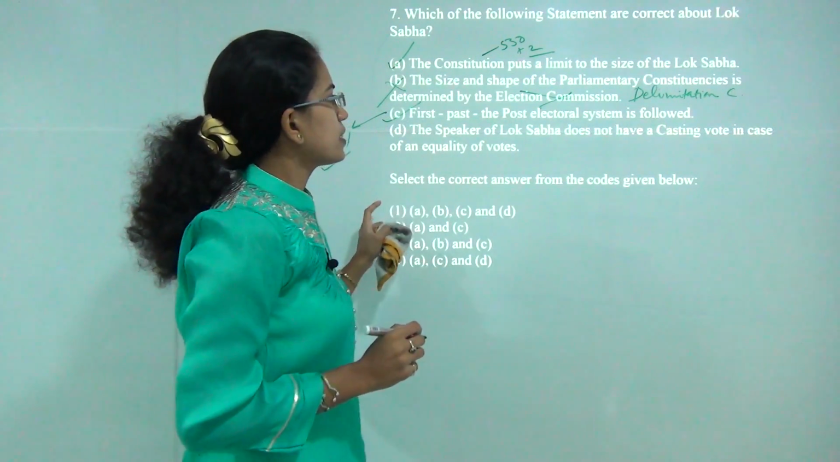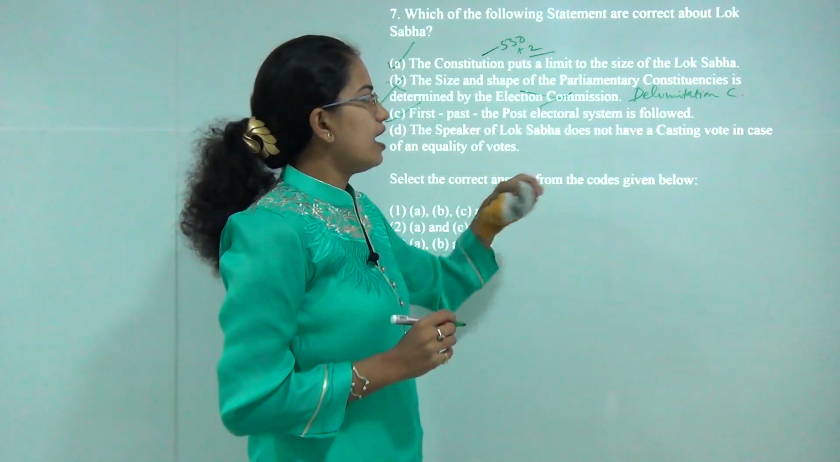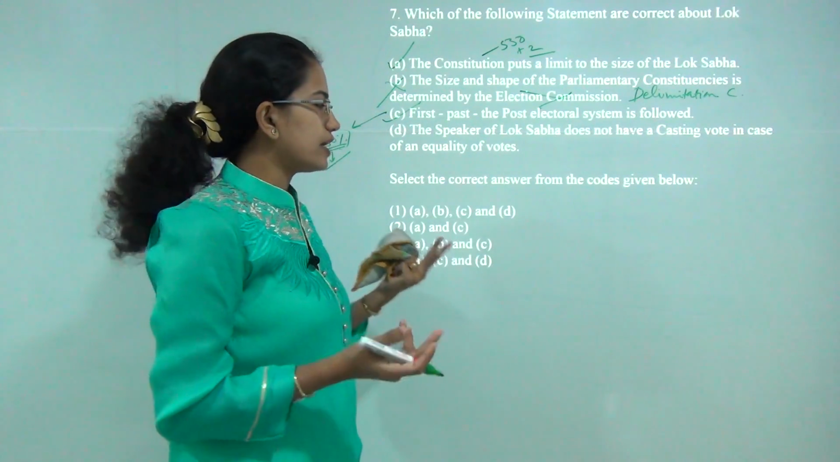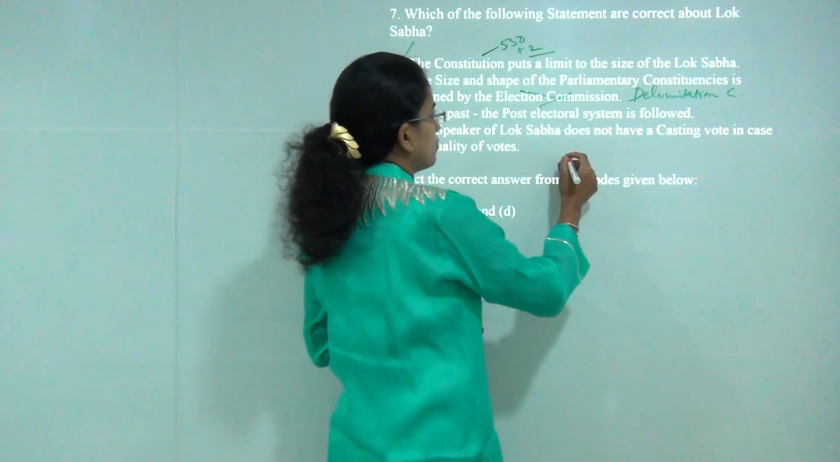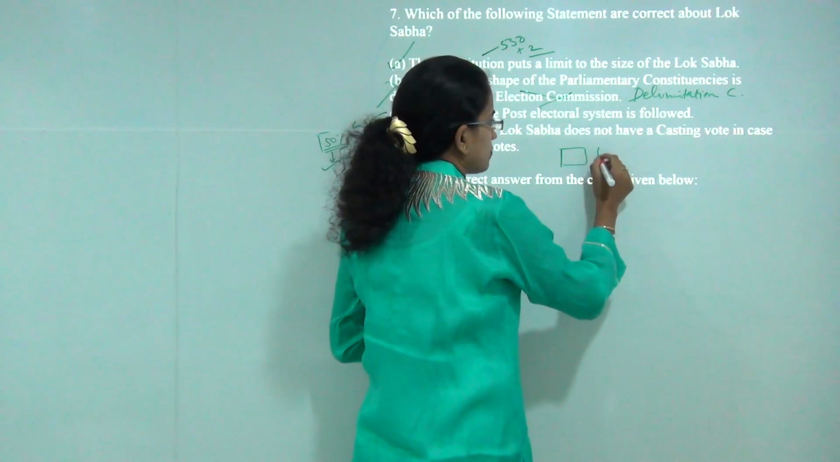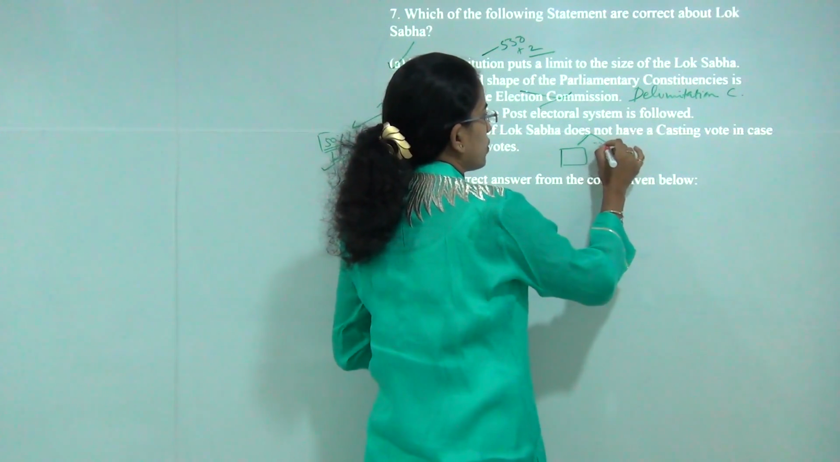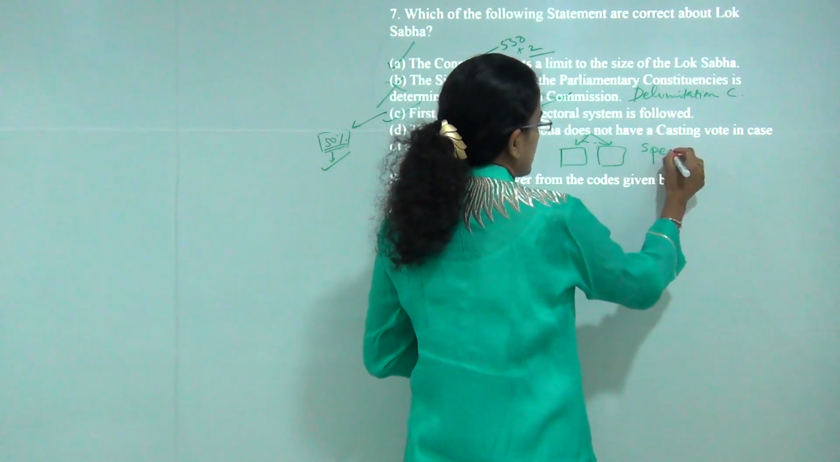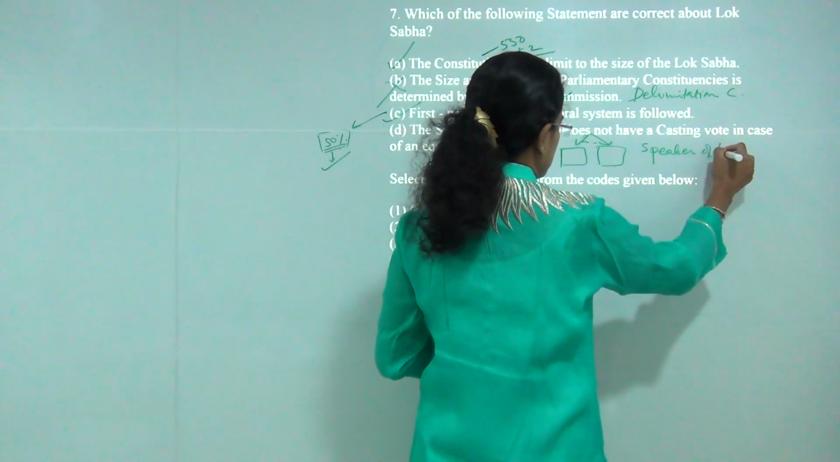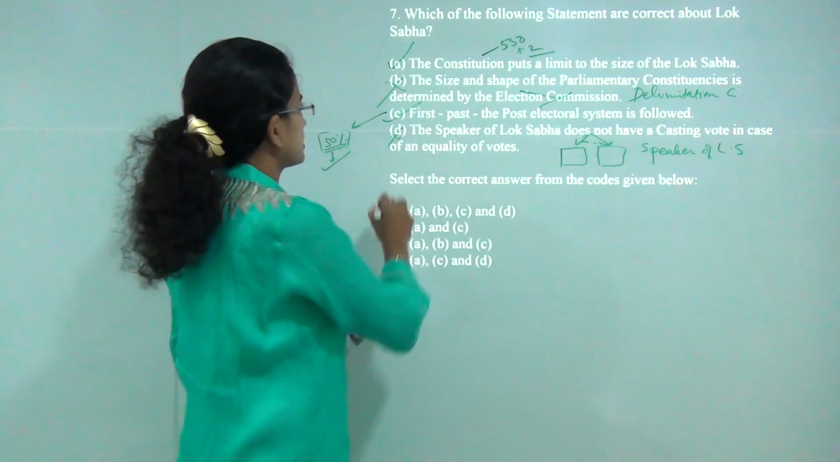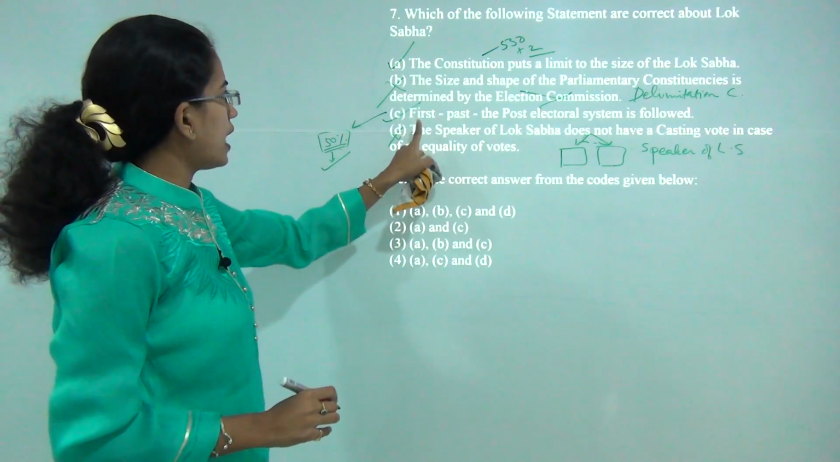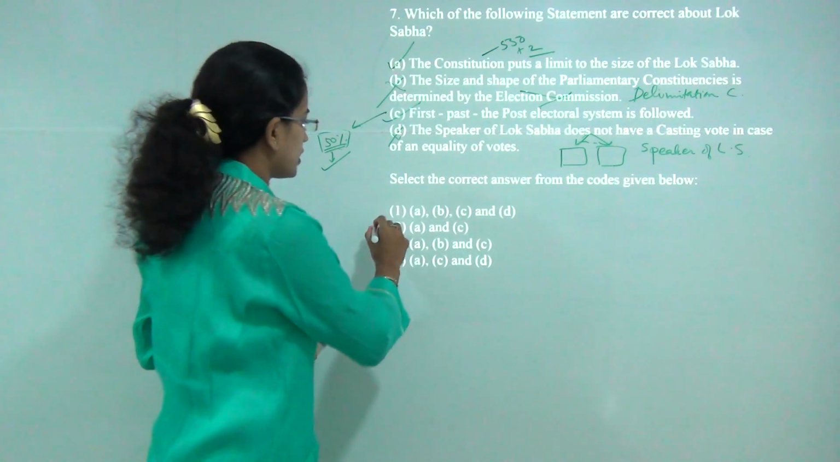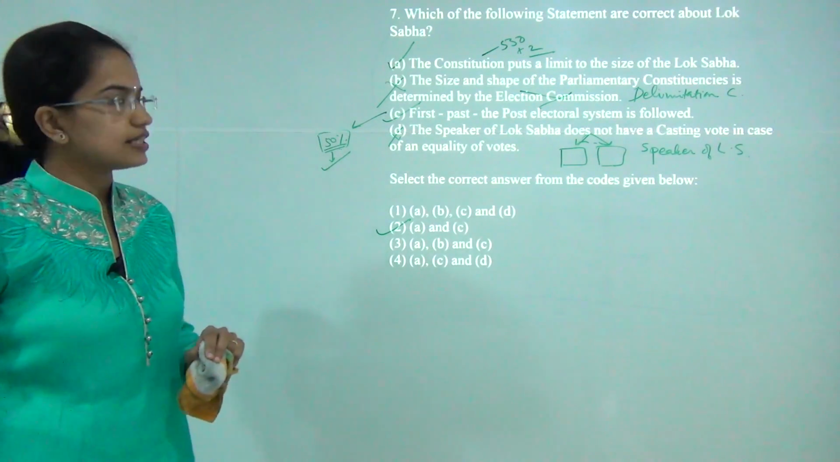And finally, the Speaker of the Lok Sabha has a final vote in case of equality of vote. So if there is a balance of the vote, then the final vote is decided only by the Speaker of Lok Sabha. So that's again an incorrect statement. So you have A and C as the correct choice. So 2 would be the correct answer here.